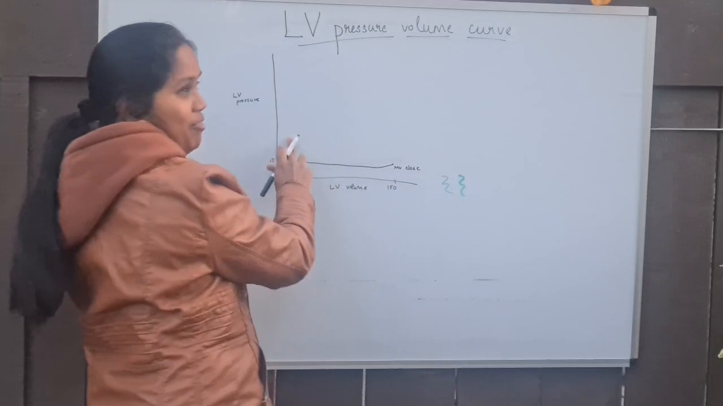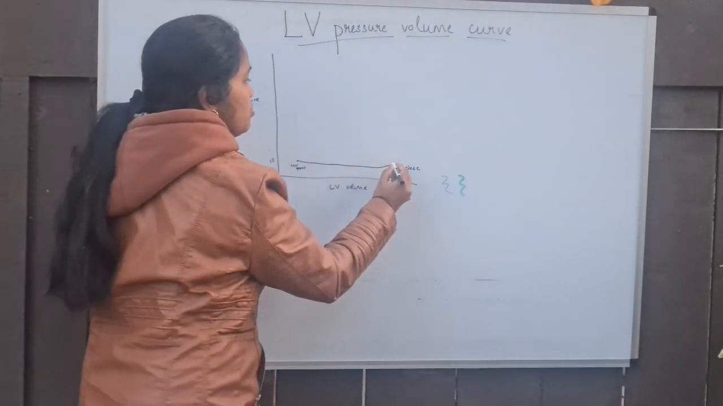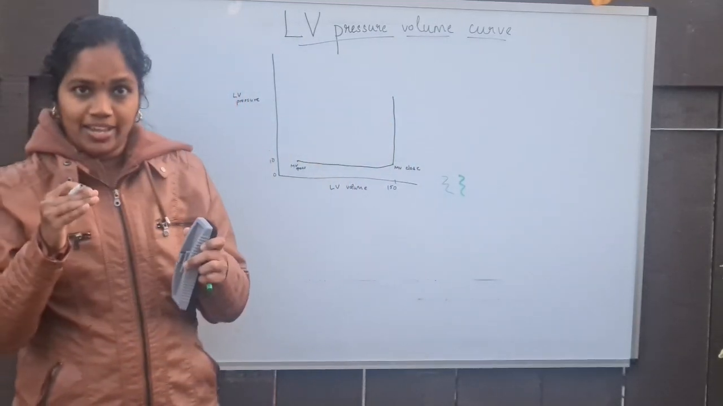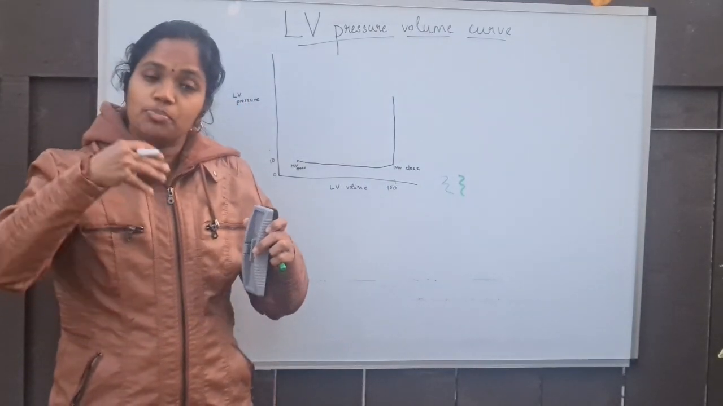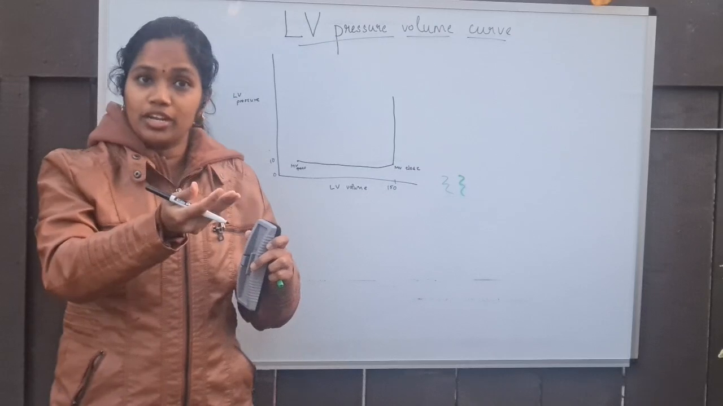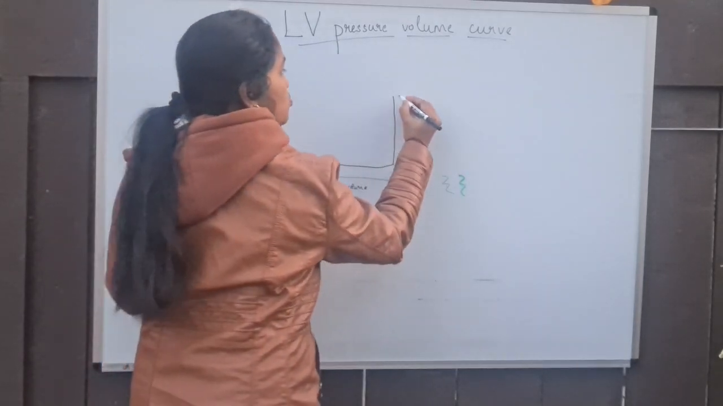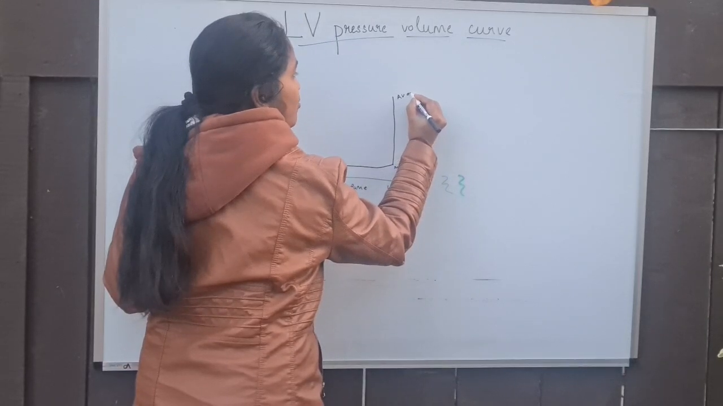So this is the left ventricular pressure, right? The pressures are increasing to a point where the left ventricular pressure is much higher than the aortic pressure, such that the aortic valve will open. So at this point, the aortic valve will open.